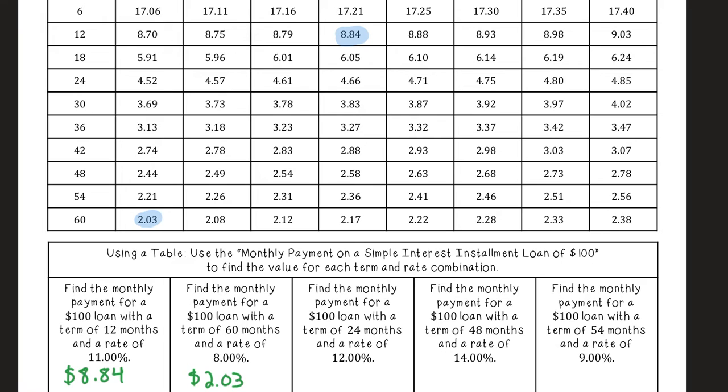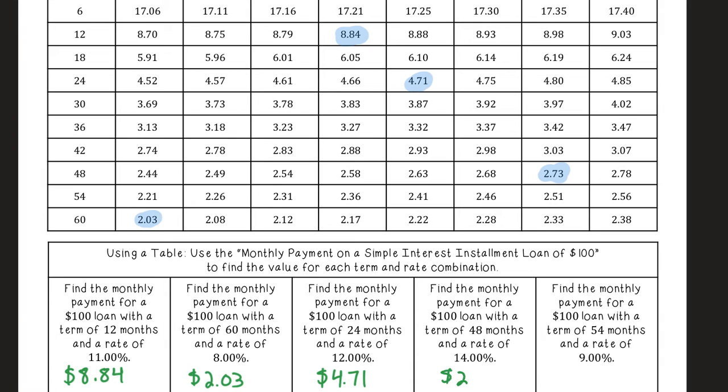Monthly payment for a $100 loan over 24 months with a rate of 12%. 24 months and 12%, right. Oop, I did the wrong button there. 24 months and 12% is right here. $4.71. Next one, $100 loan, 48 months, interest rate of 14%. 48 months and 14% would be $2.73.